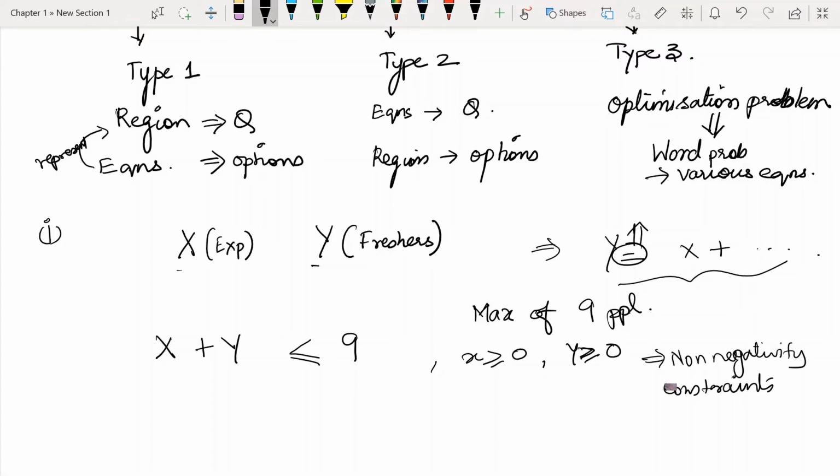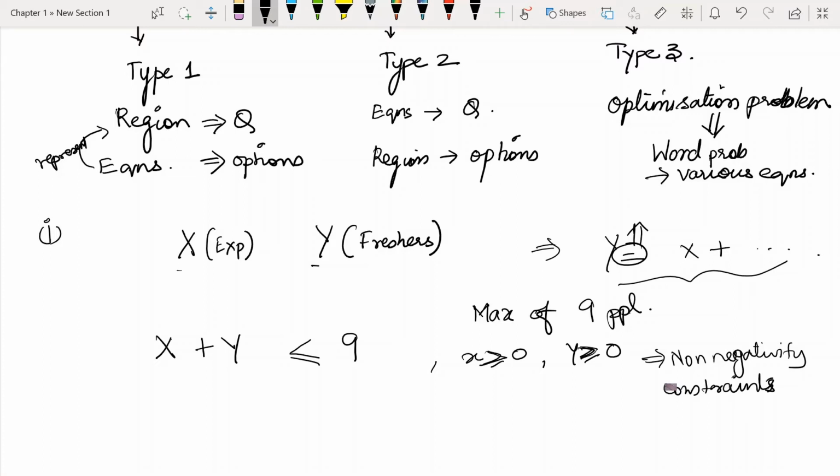See, what are we dealing with? We are dealing with recruiting people, right? That is experienced people and freshers. So can x and y ever be negative? No, it cannot take negative values. So we have to specifically state that. So how do we state that? We can state that by saying x will be greater than 0 and y will be greater than 0.